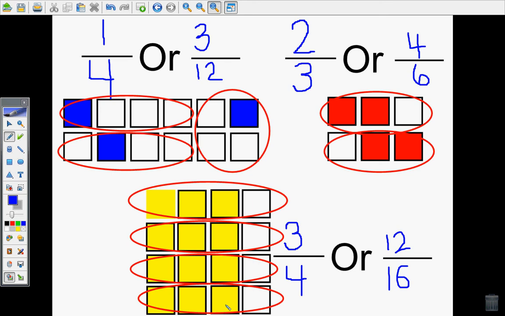Make sure though that you pick one and really stick with it so it makes sense to you. Go ahead and you can move on to your next activity.